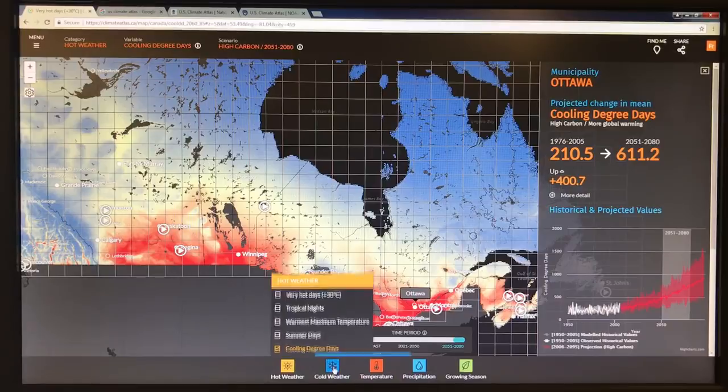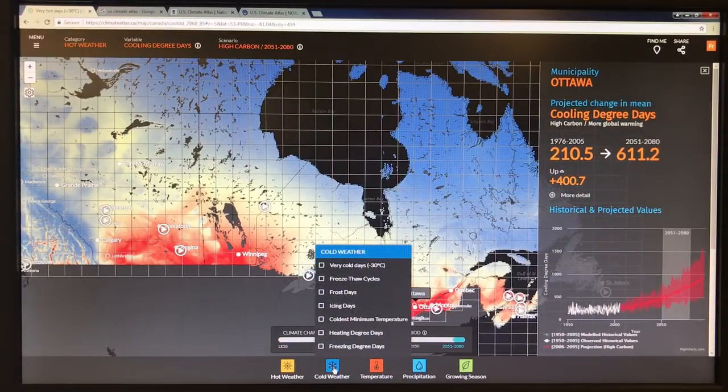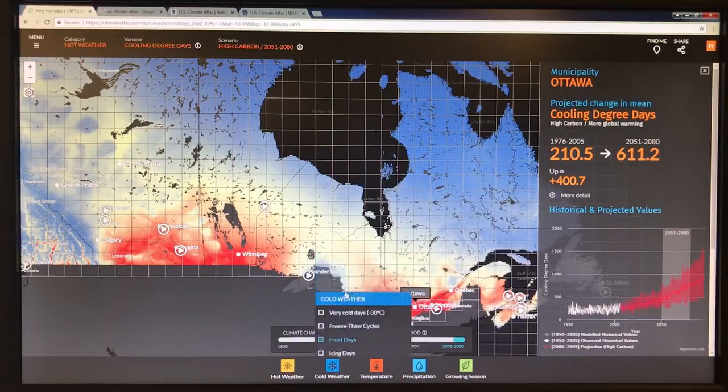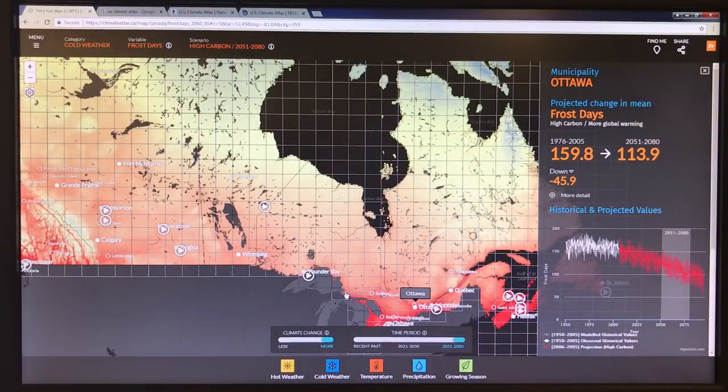Okay, let's go to cold weather days and see what's going on. You can get very cold days, for example, frost days, icing days, heating degree days, freezing degree days, and the number of freeze-thaw cycles. Let's pick frost days. Over time, we're getting warming. In the 1976 to 2005 period, we had 160 frost days, with temperature below 0.